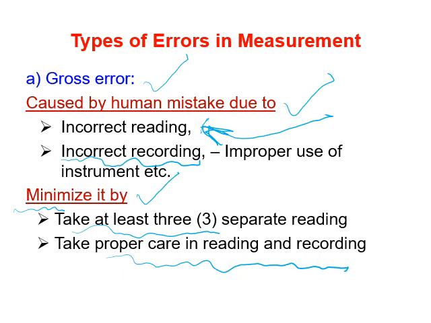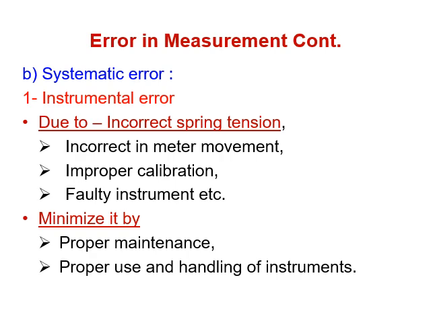Then when we are recording those results, we have to make sure that we are recording the result in the right way. The other type of error is systematic error, where systematic error has 3 types. We will start with instrument error. So under systematic error, we have instrument error.